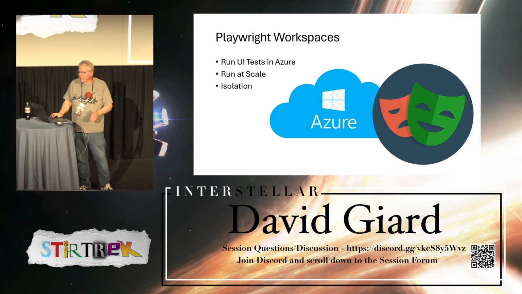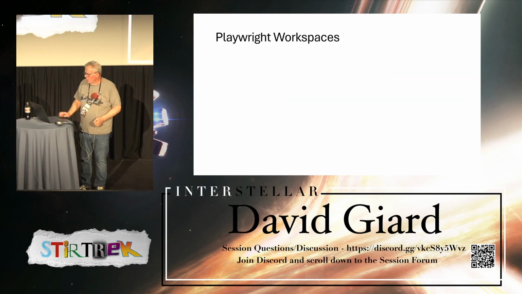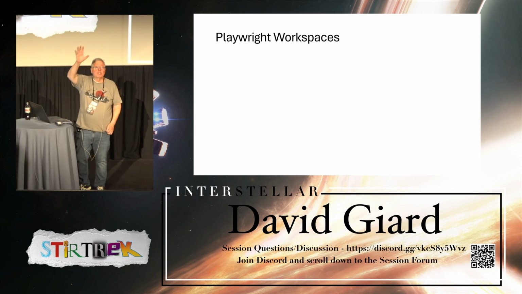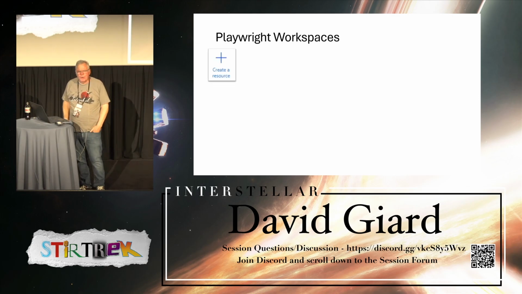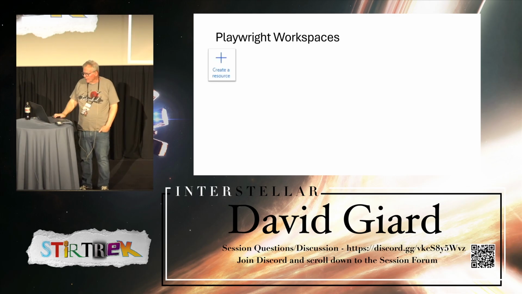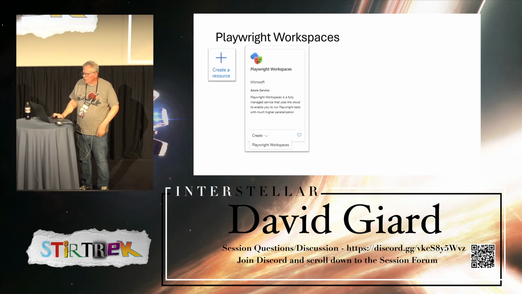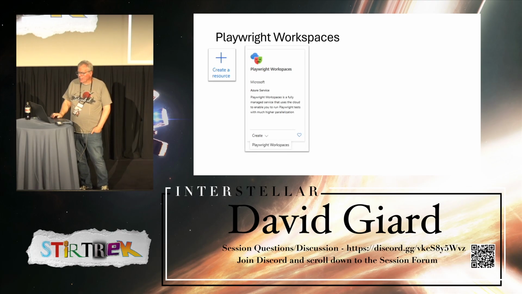The way you do that is by creating what's called a Playwright workspace. This also brings the scalability and reliability that Azure brings to the table. Who here has worked with Azure before? Most of the hands went up. All right, so you know in Azure, there's this big plus Create a resource button. That's how you create most things. You can do this through infrastructure as code as well. But just to get started, create a resource, search for Playwright Workspace and click on Create.